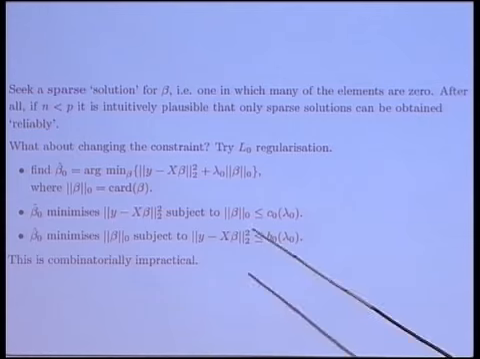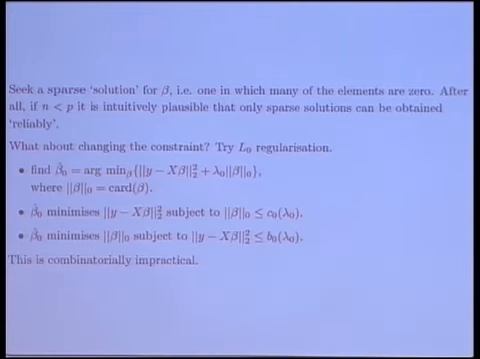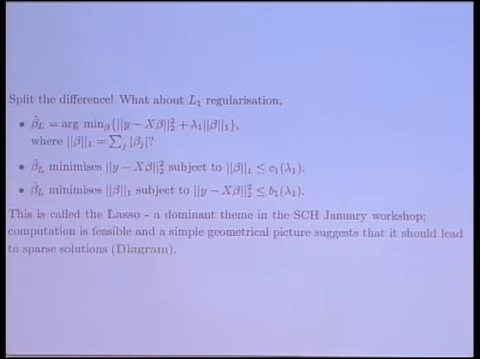The problem with this is it's not practically feasible, because you've got to look at all possible 2 to the p ways of picking out subsets of the parameter vector and look at them individually, and then pick the one that solves the problem. So we'd like to solve this problem, but it's not very easy to do. So split the difference. What about L1 regularization?